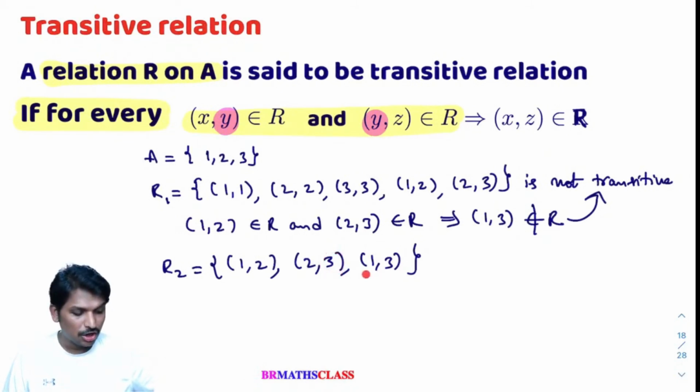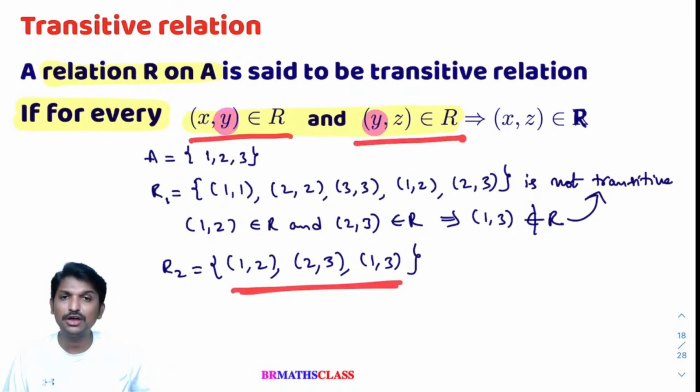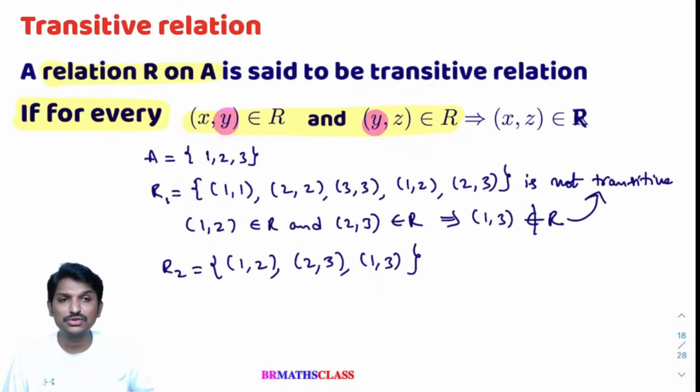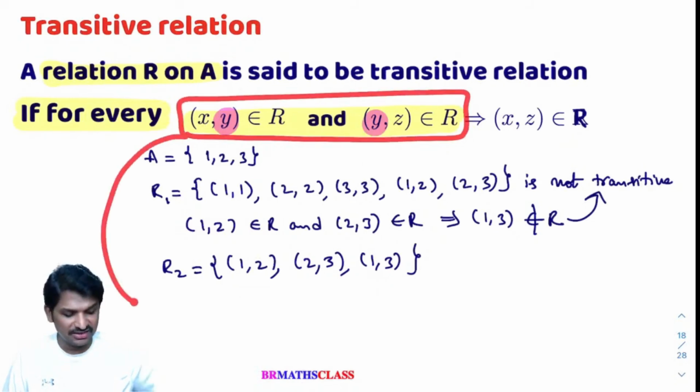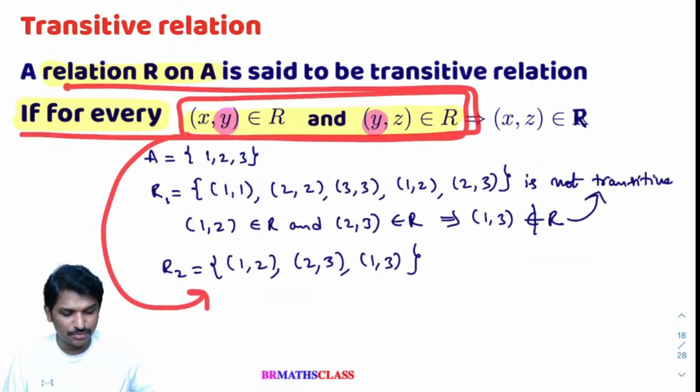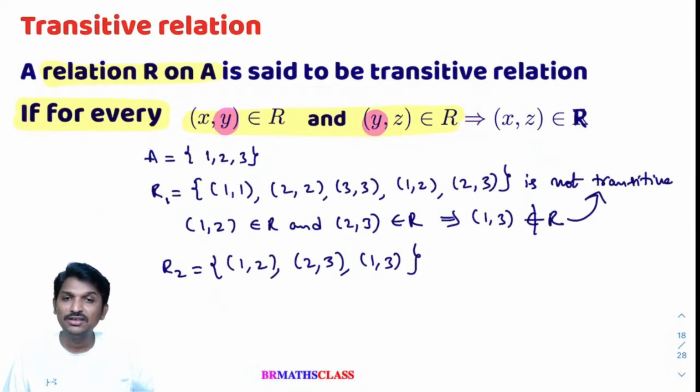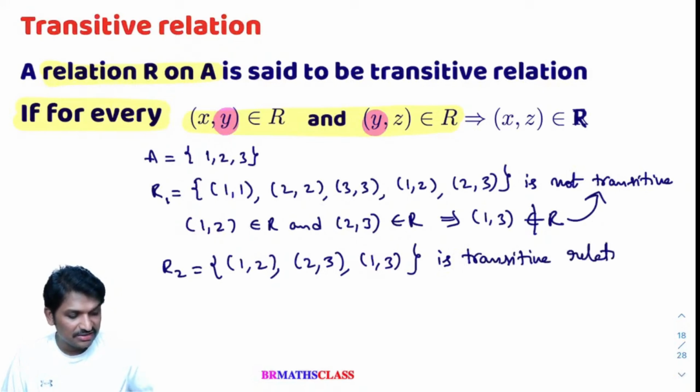So no problem. Now come to this (1,3). It ends with 3. Is there any other ordered pair which starts with 3? No. That means it's okay. That means what? In this, for every (x,y) and (y,z) belonging to R, (x,z) also belongs to R. The important thing is that you are able to identify such pairs in this relation, and this holds for every such pair. So, is this relation a transitive relation or not? Yes, this relation is a transitive relation.